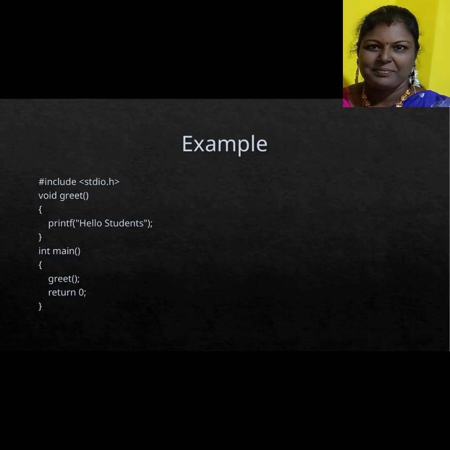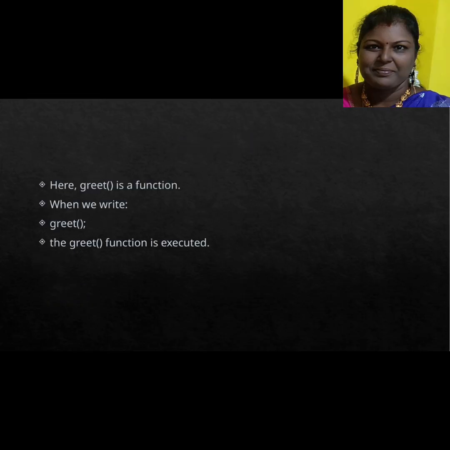Let's talk about what it means when we say greet is a function. A function is like a little machine. It does a specific job. When we write greet with parentheses and a semicolon, like greet(); we're telling the machine to start working. That's when the greet function runs, carrying out whatever task it's designed to do. It's a simple but powerful way to get things done in code.